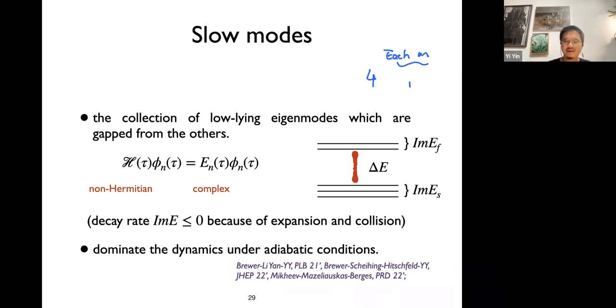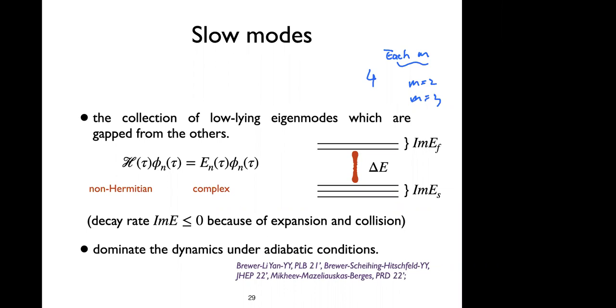So there's a slow mode in m equals two sectors, m equals three sectors, et cetera. So in this sense, it's an infinite number of slow modes. But for each given spin, for each given m, there's only one slow mode. Does that answer your question? Yeah, thanks, yes. Okay, good. Thanks for the question.